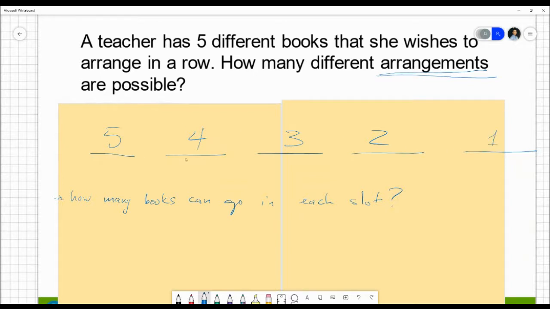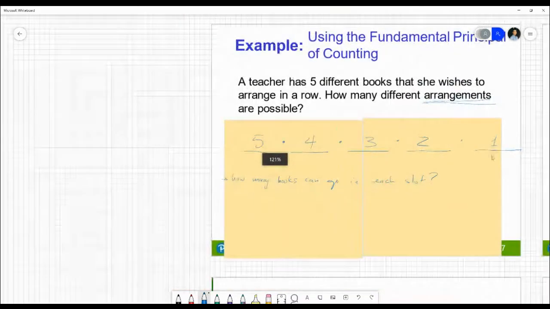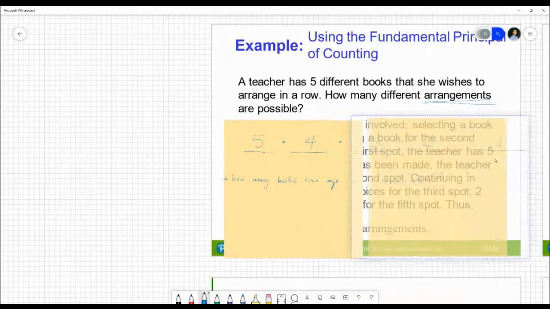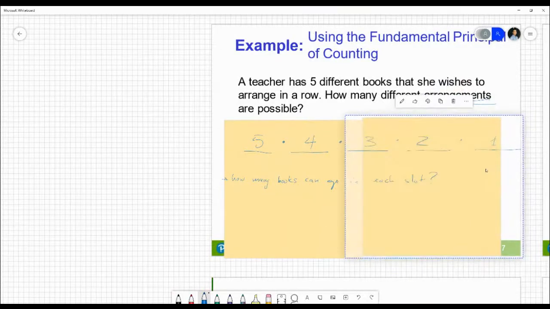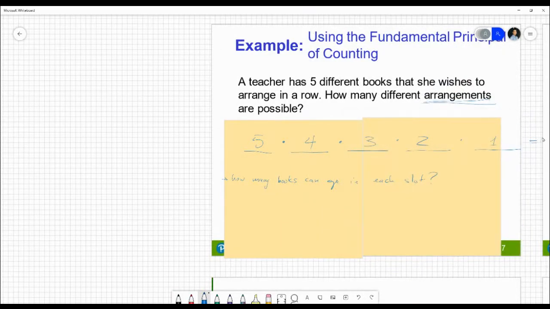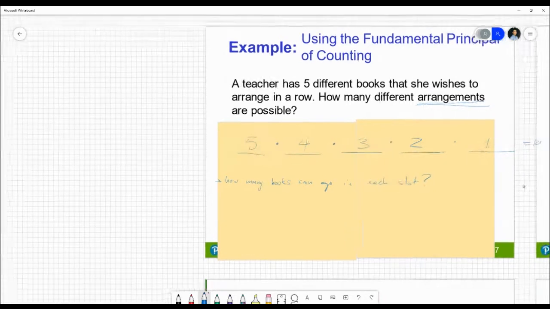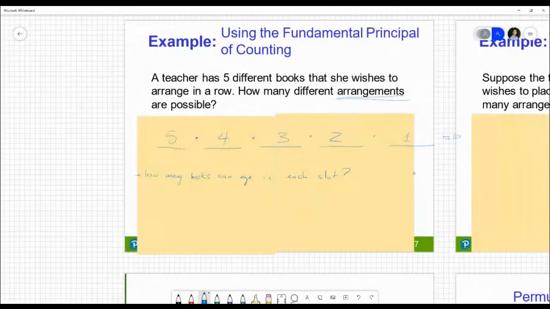So therefore, we use the counting principle to multiply all of these together, and that will give you your total number of choices, or the sample space, that you can arrange these books. All right, so what we get here is 120. Now there's a quick way of writing this. We call this factorial. So this is 5 factorial.